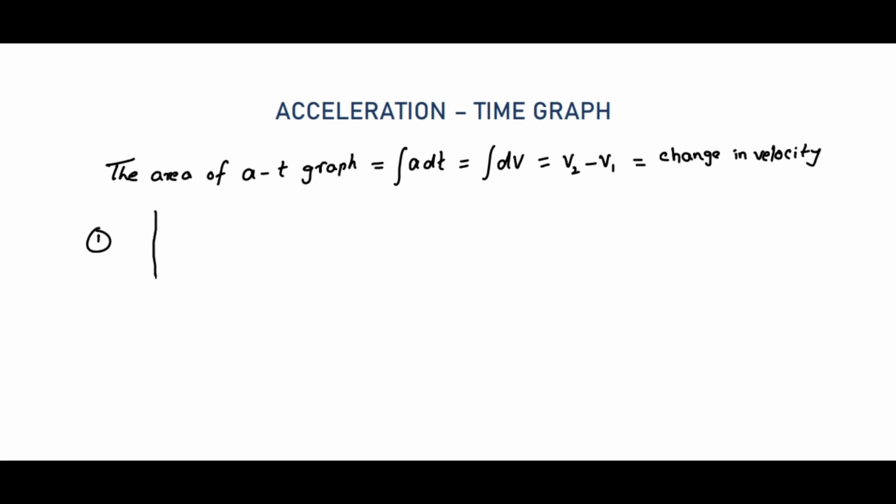Suppose the graph is like this, acceleration versus time graph, and it is passing through the origin. Everywhere as time increases, acceleration also increases uniformly. So what does it represent? Uniformly increasing acceleration.